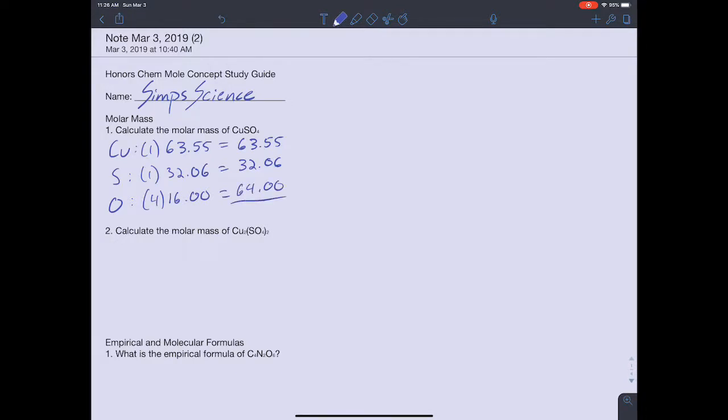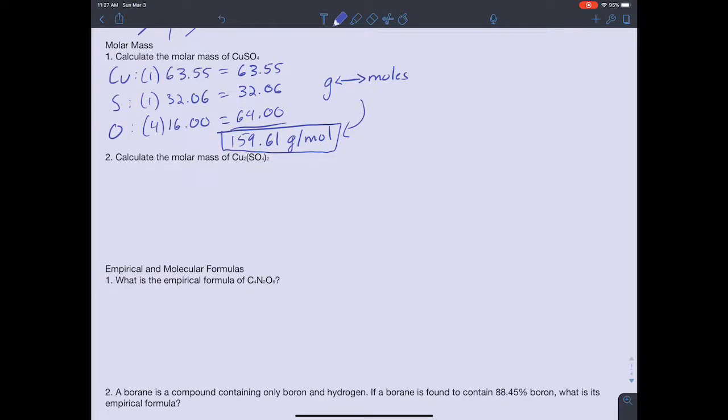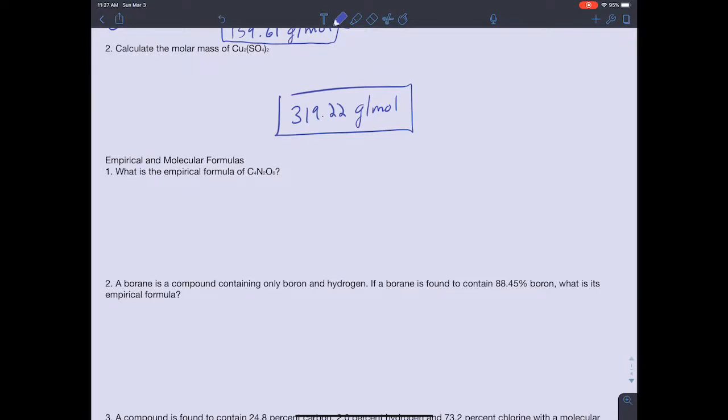Okay, next step is just to add them all up. When you do that, you get 159.61 grams per mole. Okay, so that's the molar mass, and we'll see here in a minute, and we should already know that this is going to be a crucial conversion factor when we're going between grams and moles, because it allows us to know how many grams are in a mole of this and how many moles we have given an amount of grams. So that is crucial. Now the second one, once you do on your own, the answer you should get is 319.22 grams per mole, or somewhere around there. Okay, now empirical formula.